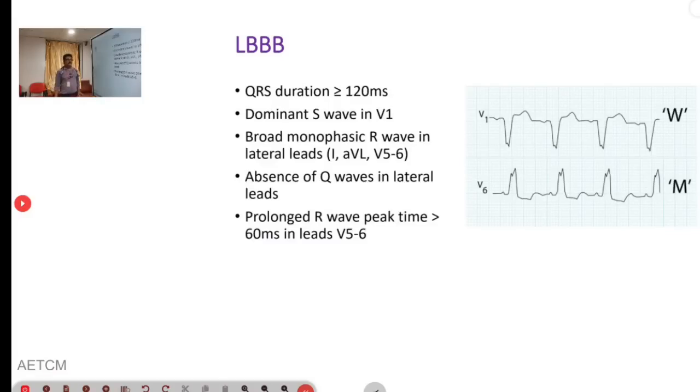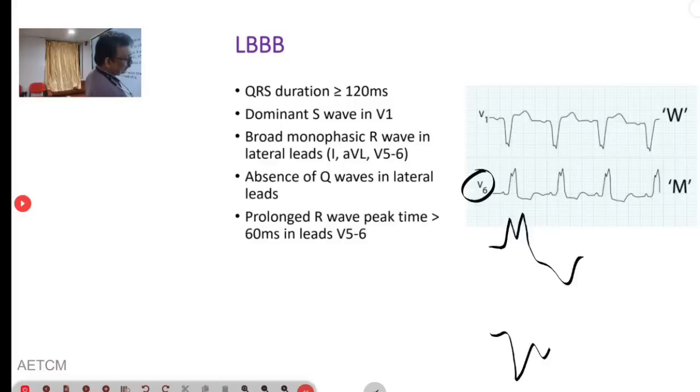Now LBBB is always dangerous. You can see 2 important patterns, one is M pattern or W pattern. So in V6 alone you see, here it is M pattern, ST depression, T wave inversion. Whereas W pattern will be like this, with ST elevation, ST elevation may not be there, T wave upright. So this is called discordance, meaning QRS will be in one direction and ST segment and T will be in another direction. So look at the V6.